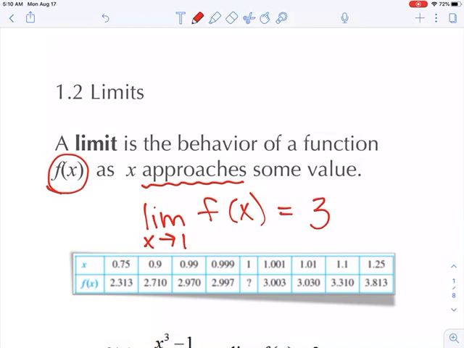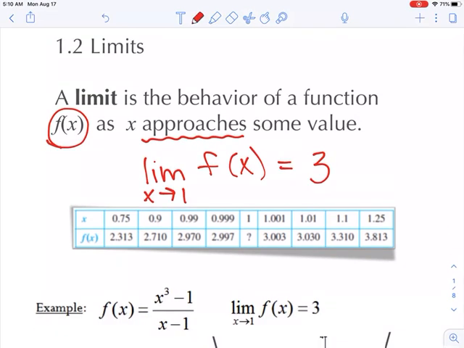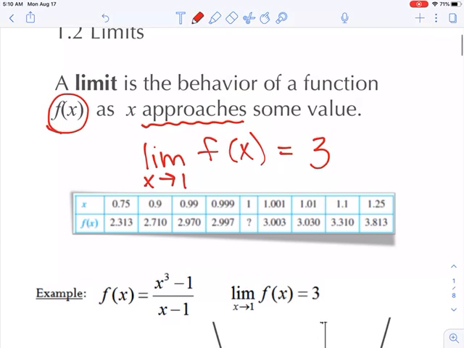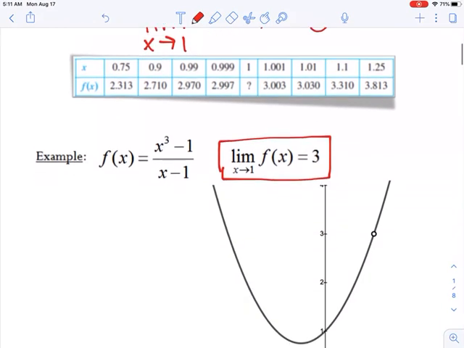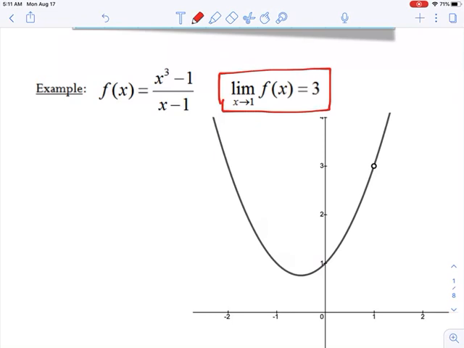Now, this table of values is not how you are going to evaluate limits. This is for us to start getting an idea of what it means. So let's look at what this function is. Here is our function x cubed minus 1 over x minus 1. And we just determined from our table of values that the limit as x approaches 1 of f of x equals 3. Now let's look at this graphically, because this is going to be important.